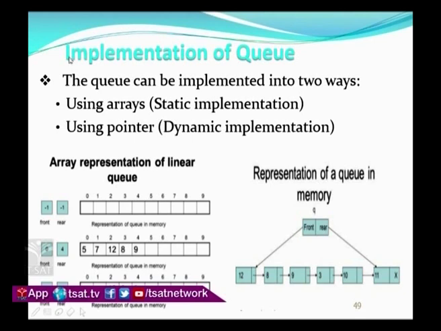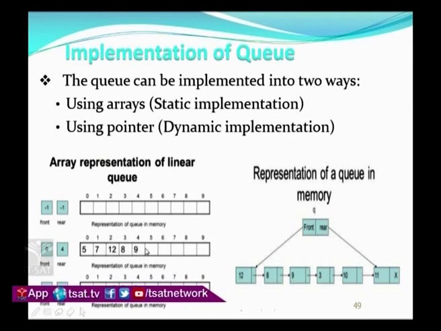Again, this queue is implemented in two ways: a static implementation, by using the arrays concept, and a dynamic implementation, by using the pointers concept. Initially front equal to -1 and rear equal to -1, which means an empty queue. When some elements are stored, front 0 and rear 0 means one element is stored. Every time one element is inserted, rear is incremented by 1.